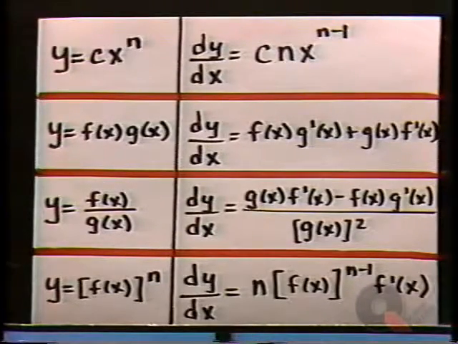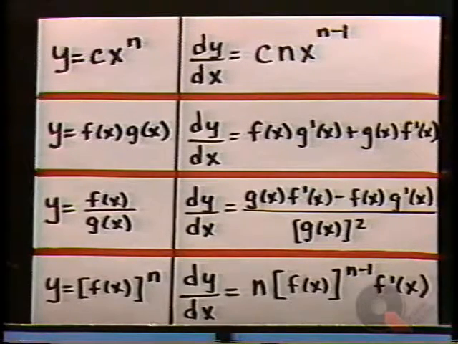Okay, the second one, y equals f of x times g of x. If we want to differentiate a product, such as f of x times g of x, the rule is the derivative of a product is the first function, f of x, times the derivative of the second, g prime of x, plus the second function, g of x, times the derivative of the first, f prime of x. Of course, we're assuming that both f and g are differentiable functions. So the derivative of a product is the first times the derivative of the second, plus the second times the derivative of the first.